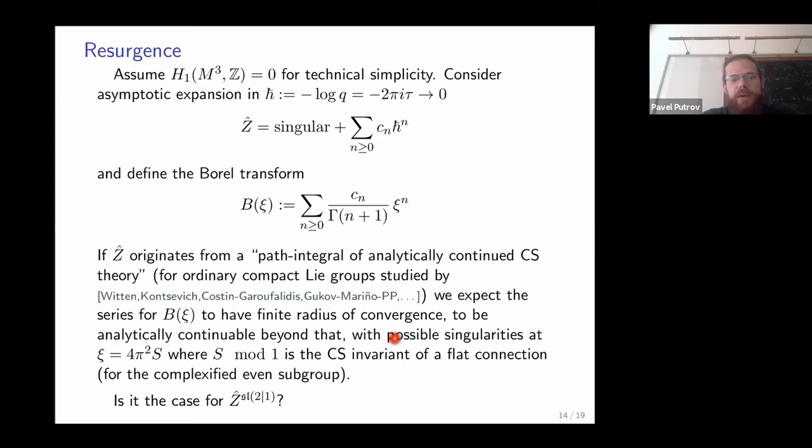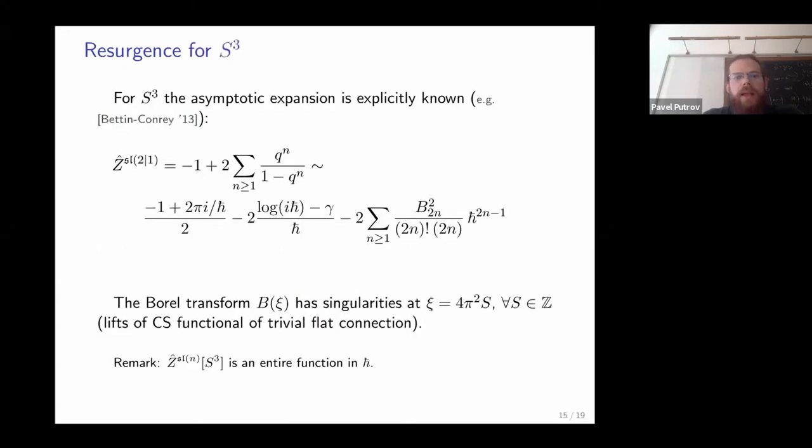The possible singularities that can appear once one does this analytic continuation should be positioned at 4 pi squared times s, where s modulo 1 should be the value of a Chern-Simons invariant of flat connections on the three-manifold. So I'm going to ask the question: is this the case for SL(2,C), at least in some simple cases?